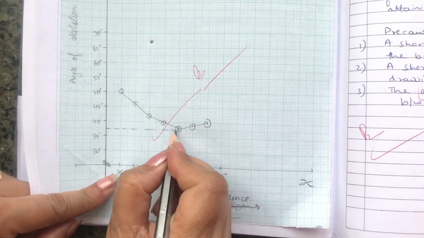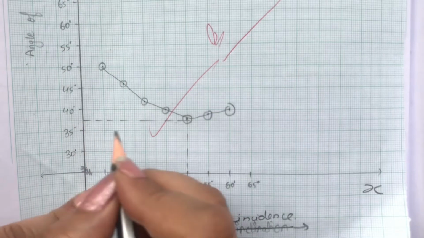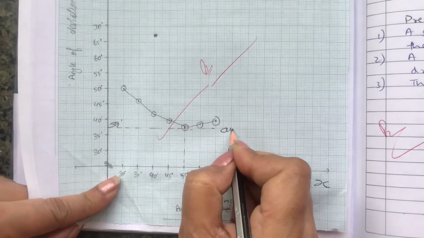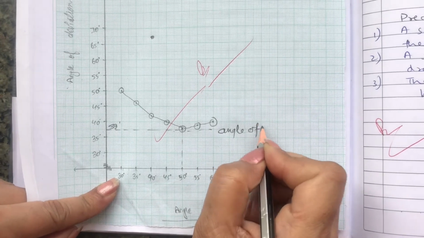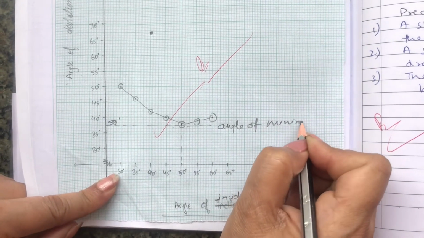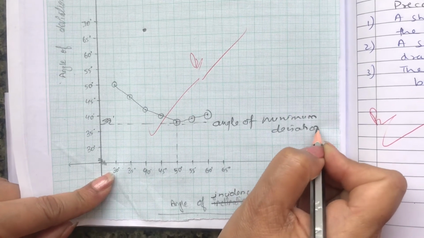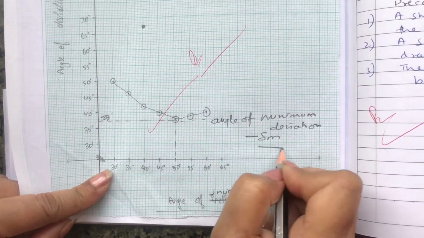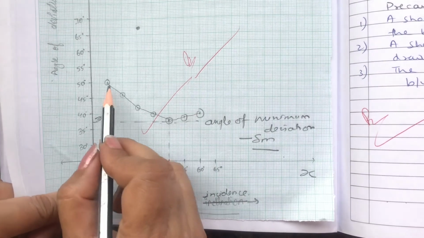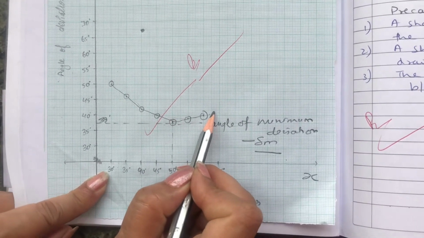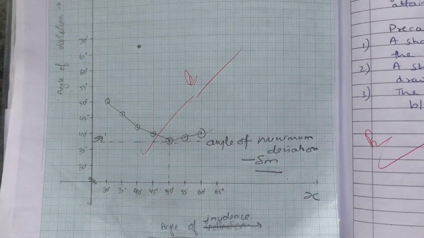So this is the minimum angle of deviation. It is 38 degrees. So you have to write here angle of minimum deviation, or you will show it with delta m, and you can join the points with a free hand. So this will be the shape of the curve. So this is the expected graph.